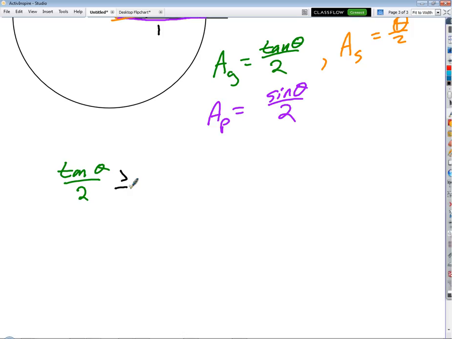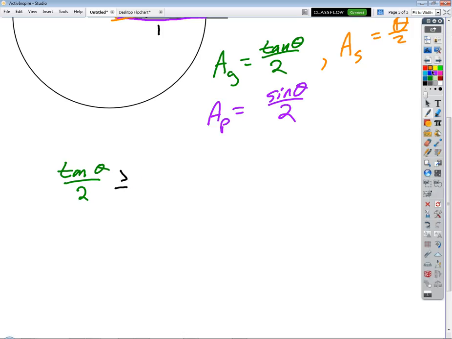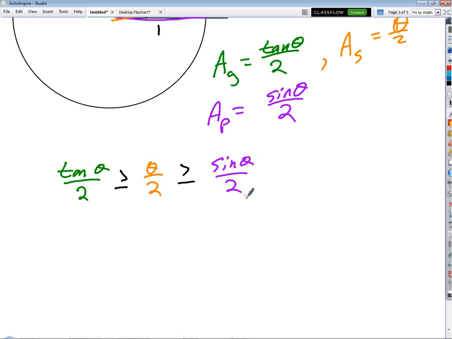The middle value, which is theta over 2, which has to be greater than or equal to sine theta over 2, right? Everybody agree? Okay, we good? And you know that because of the picture. Because of the picture, right.